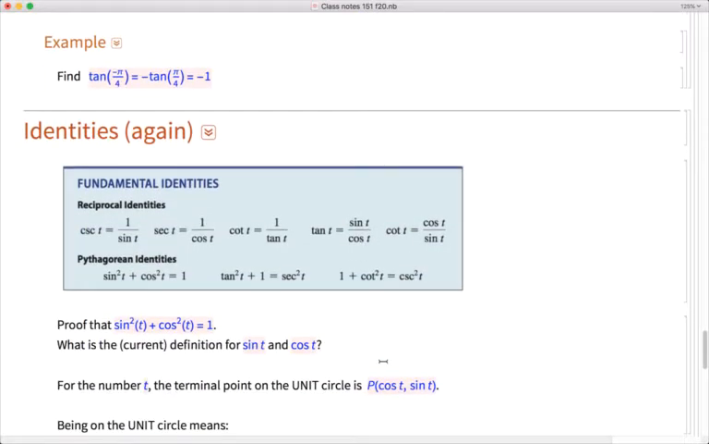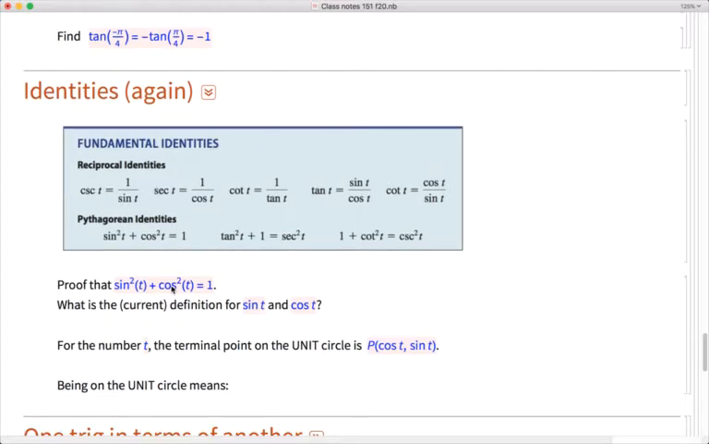Okay. So we're going to look at these identities that we've seen once before, and they have not changed. These are the potential definitions for cosecant, secant, and cotangent, and tan and cotan. I would more likely just say that these are the definitions rather than saying that they're identities.